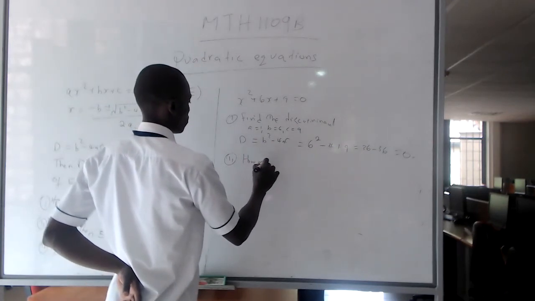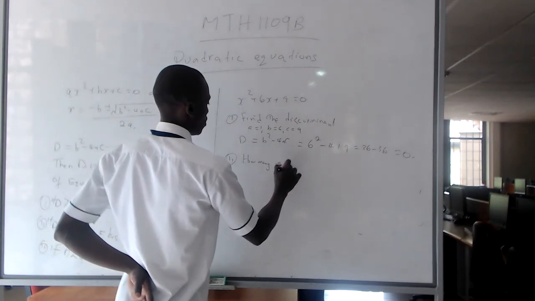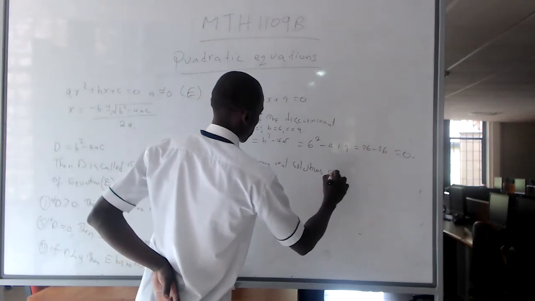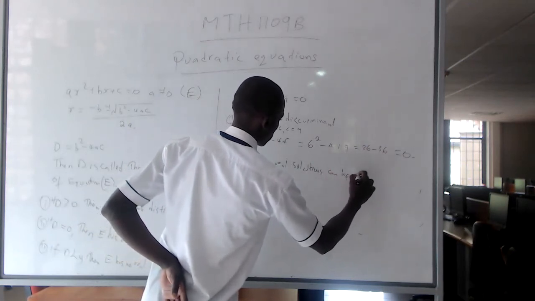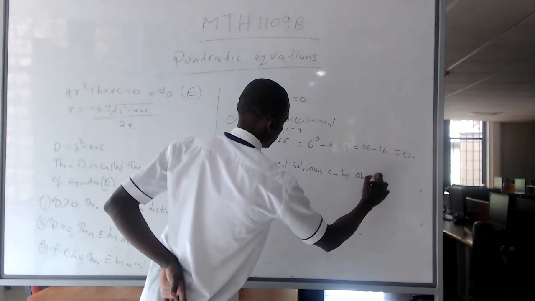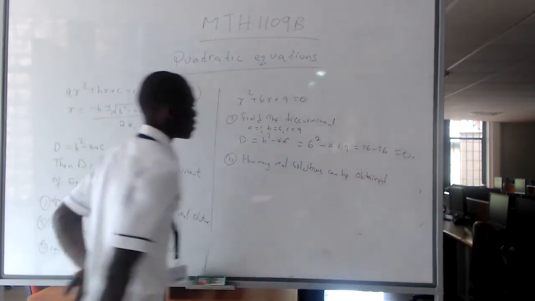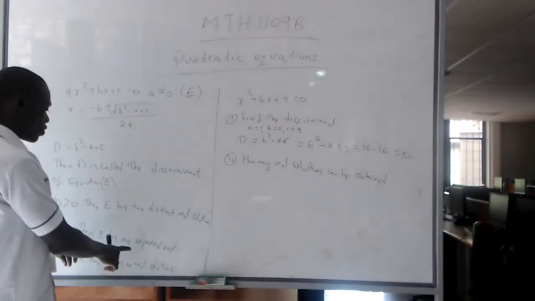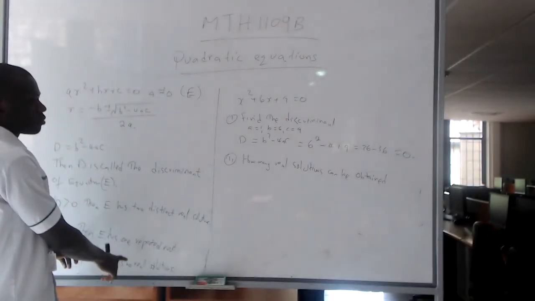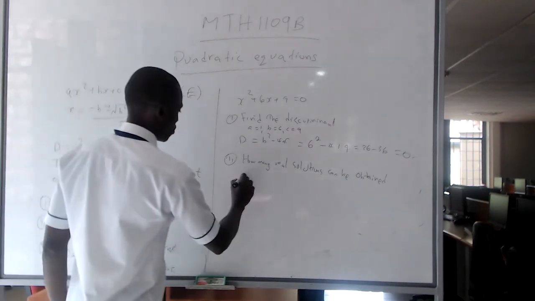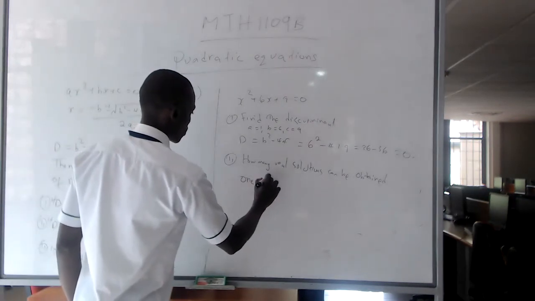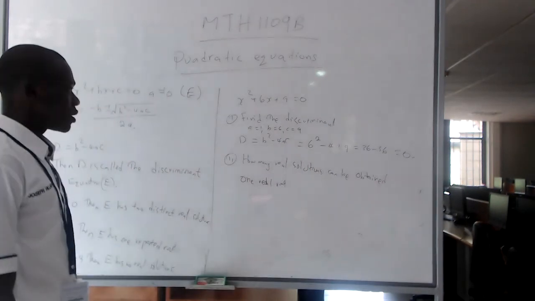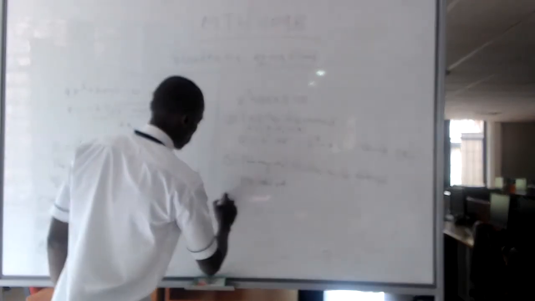Part 2, how many real solutions can be obtained? So we're using the discriminant. We know that if the discriminant is 0, it has only one repeated root. So by the property, you can only get one root.